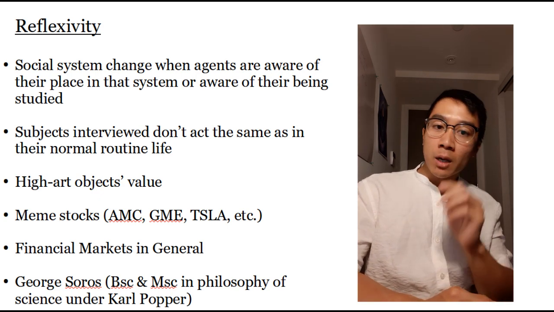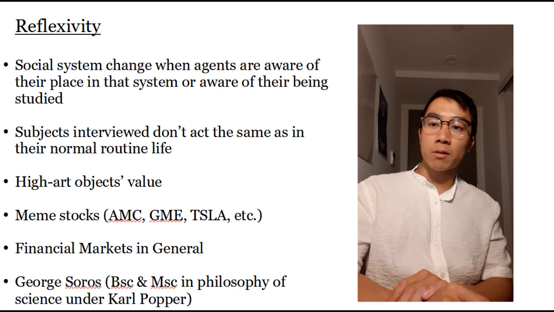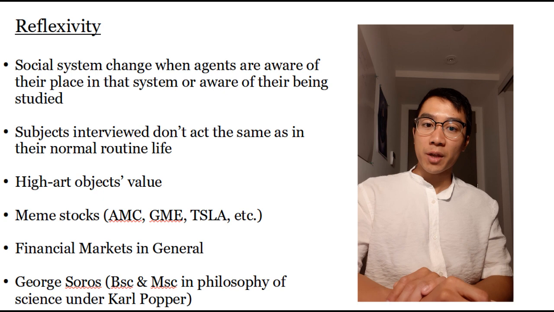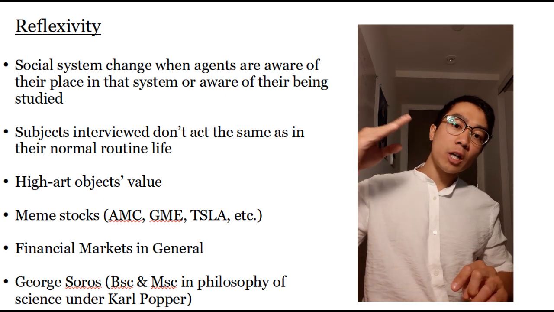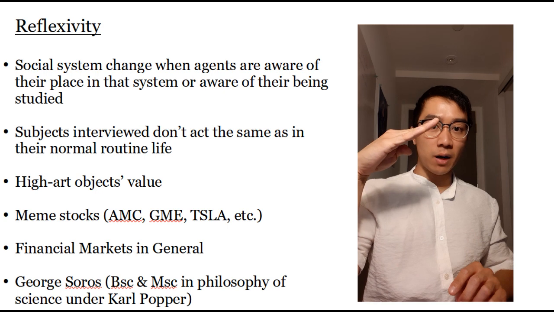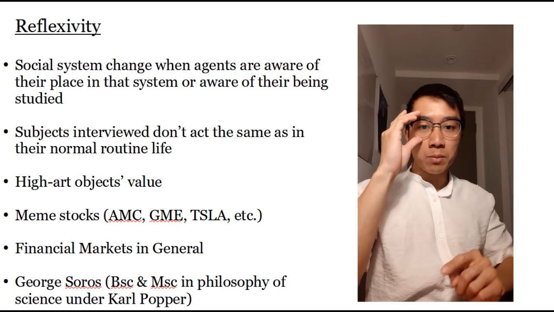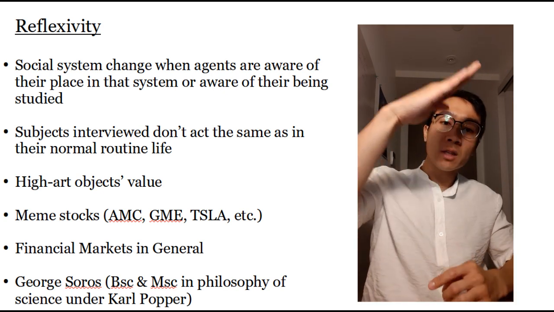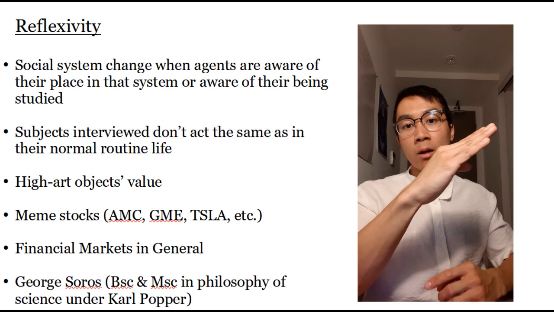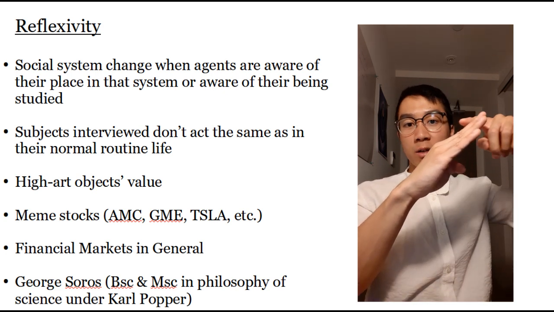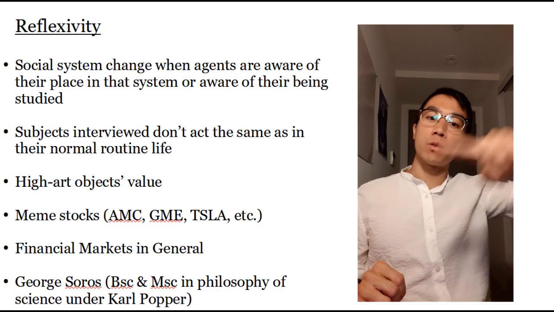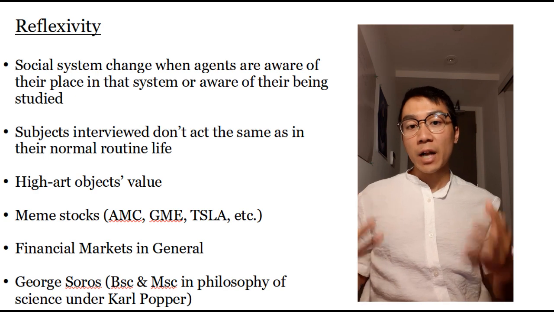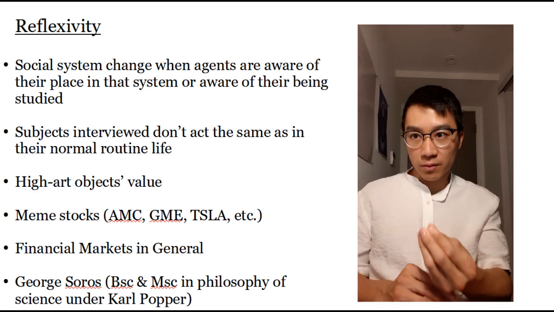AMC, the theater company, GME, GameStop, Tesla, etc. A lot of these stocks have the incredible value that they do in terms of the share price because other people think that they have value, and in generating a value, that is the belief in value, that generates more value. As people buy more and more AMC stock, as people buy more GME stock, that tends to increase the share price, which in turn leads to more speculation and investment into that stock, which increases the share price, and so on and so forth, until finally there's a bubble bursting and then it crashes. So that shows you that financial markets typically exhibit features of reflexivity, for example.